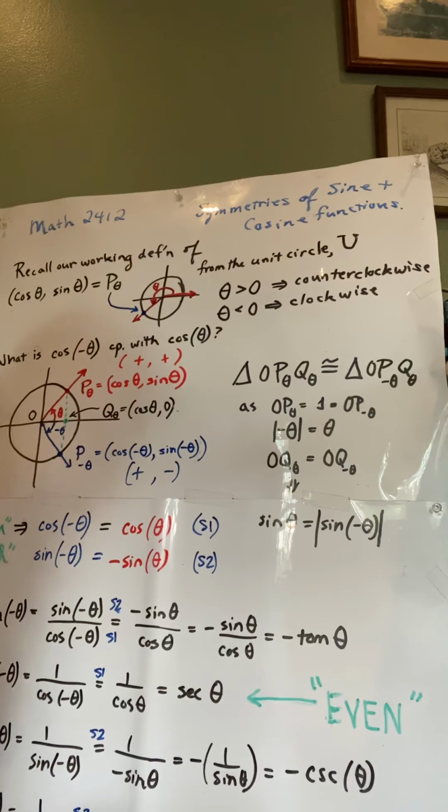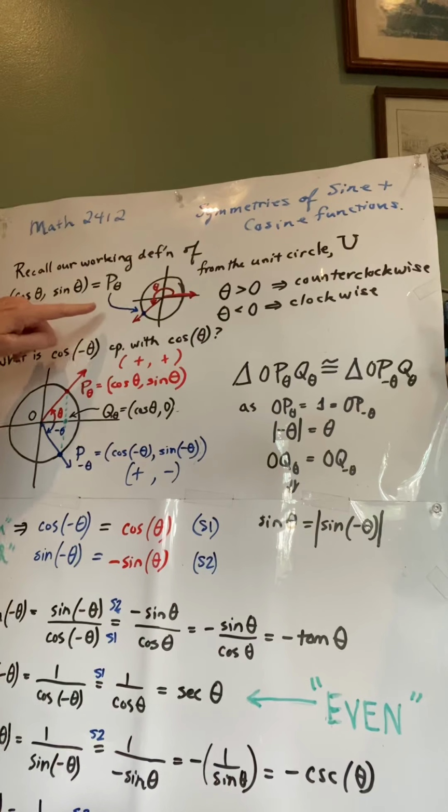Hello, pre-calculus students. Just want to make sure you understand the symmetries of the 6 trig functions by first, really, all you have to do is make sure you understand the symmetries of the cosine and the sine functions. So, remember our working definition of cosine and sine. Those are the x and y coordinates of a point p sub theta on the unit circle, assuming theta has been put into standard position.